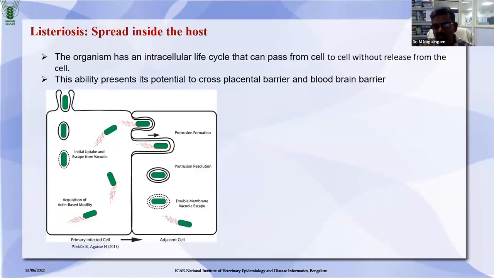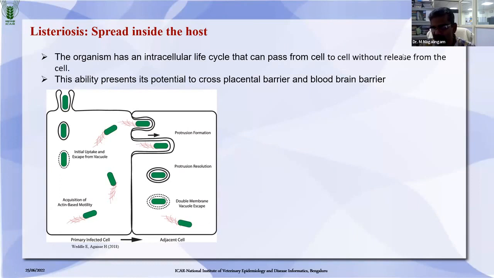Inside the host, it travels cell to cell. It won't come out of the cell and reinfect another cell. If you see the diagram, you can see that it moves by the propulsion of actin, like a racket, entering the next cell and infecting it, and then the next. So there is no need of coming out of the cell. This phenomenon helps it cross the placental barrier as well as the blood-brain barrier.